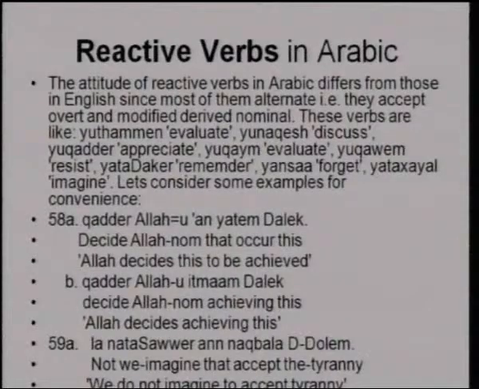We have the Arabic reactive verbs. These are like يثمن, يناقش, يقدر, يقيم, يقاوم, يتذكر, ينسى, يتخيل. And these verbs, as you see, accept both overt derived nominal and covert derived nominal. They accept both. However, in English, they only accept gerund.